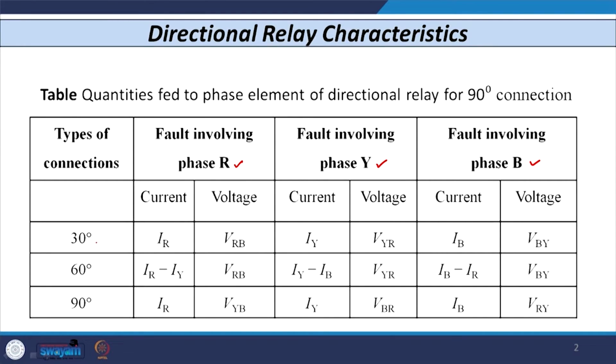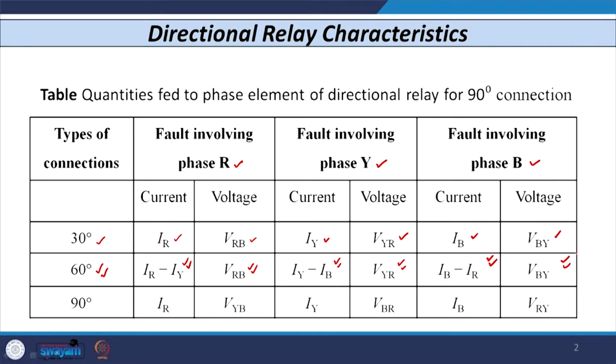If I use the 30 degree connection, then for R phase I have to give IR current, and for the voltage we have to give VRB. Similarly, for Y phase and B phase we have to give IY and VYR, and IB and VBY. If I use the 60 degree connection, then for R phase I have to give the current IR minus IY and the voltage VRB, whereas in Y phase we have to give IY minus IB, and for voltage VYB, and accordingly for the B phase.